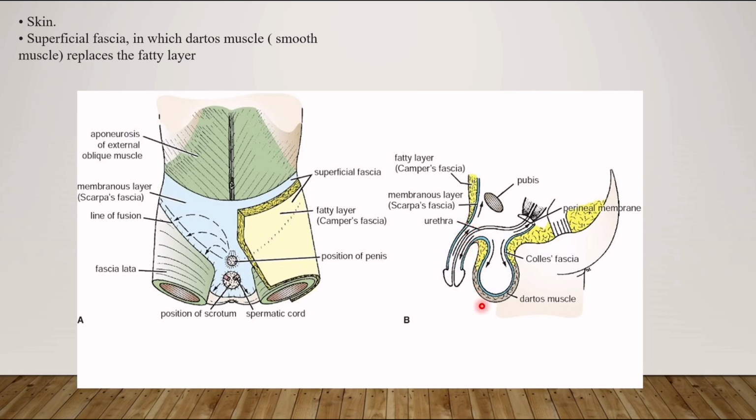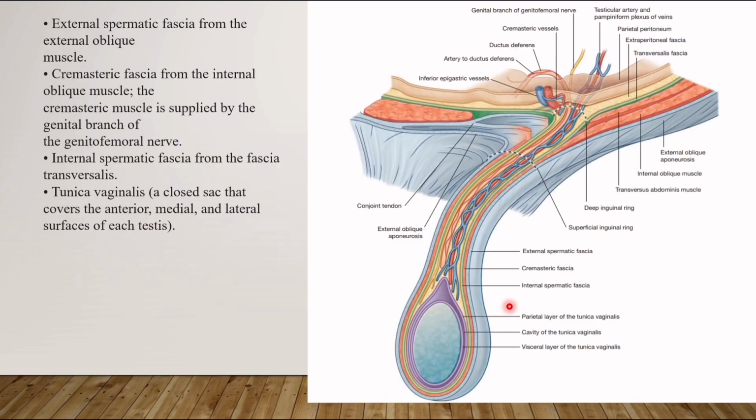first of all, we remove the skin of the scrotum. Then we say that the scrotum is a continuation of the anterior abdominal wall. In the anterior abdominal wall, we had the fatty layer called the Camper's fascia. In the scrotum, the fatty layer changes its name from Camper's fascia to the dartos muscle. Then in the anterior abdominal wall, we have the membranous layer, called Scarpa's fascia. In the scrotum, instead we have Colles' fascia. Then from there, we go to the structures of the spermatic cord, which we mentioned.